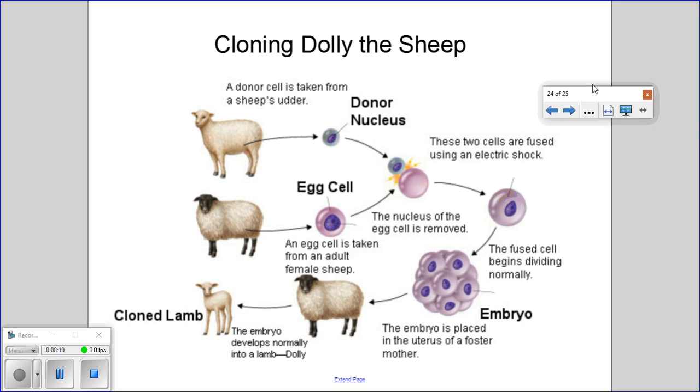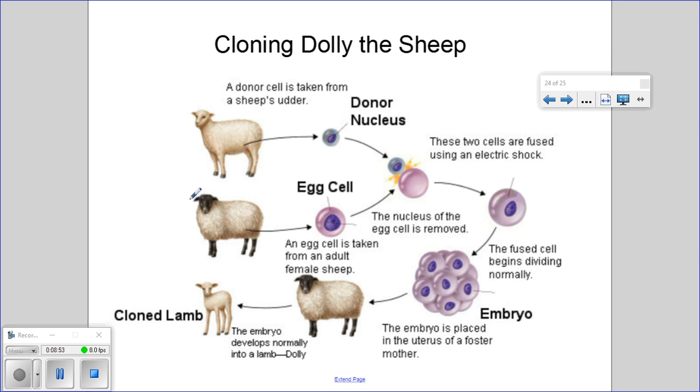Now, diagrammatically, what this looks like, because there are a lot of steps involved and it all sounds very simple, but it's all very complicated, requiring very specialized equipment. So, when cloning Dolly the sheep, a cell was taken from Dolly's udder, and this is considered the donor nucleus. That cell has the full set of DNA that was cultured, which allowed the genes to become inactive.